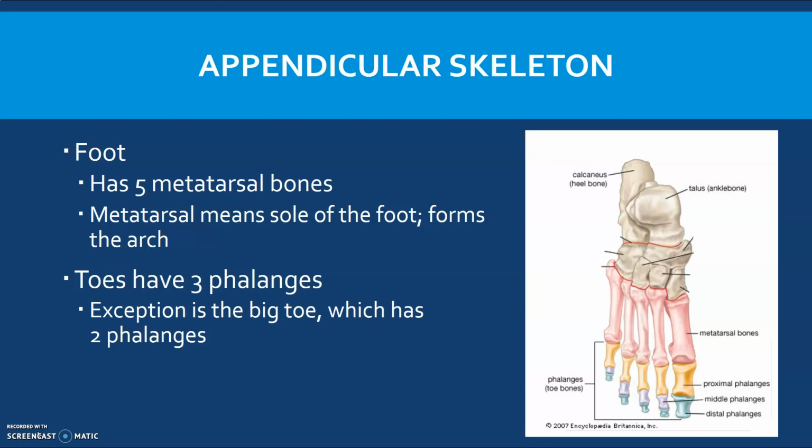The foot has 5 metatarsal bones, and metatarsal means sole of the foot, and this is what forms the arch. The toes have 3 phalanges. The exception here is the big toe, which is also called the hallux, which contains 2 phalanges. And those are the bones that make up your appendicular skeleton.